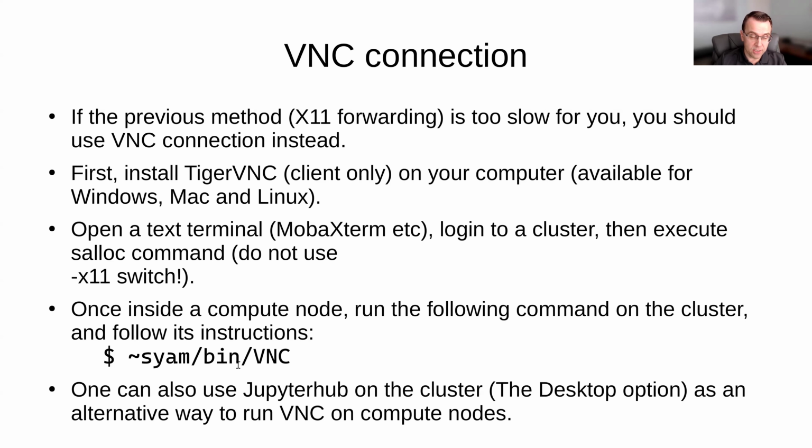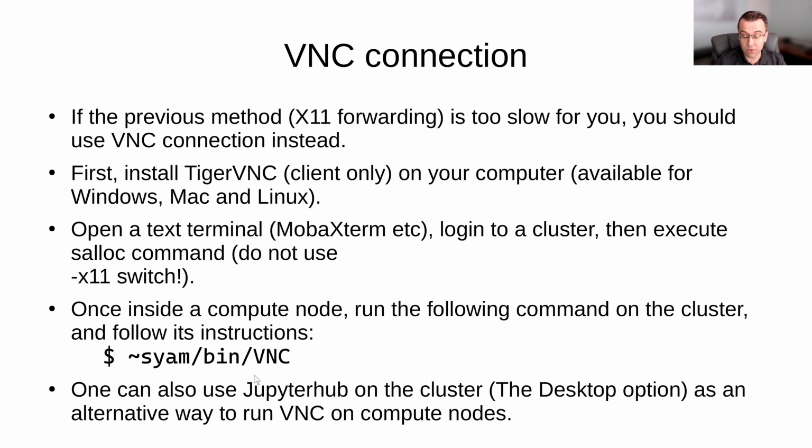To make your life much easier, I created a helper script, so I warmly recommend you to use the script. It's available on Graham and Niagara. It's inside my home directory, this is my home directory /bin/vnc. It's a bash script. We just execute it. What it does, you have to salloc first inside the compute node, and then you run the script, and then it will guide you. It will tell you to do a couple of steps to finalize this procedure.